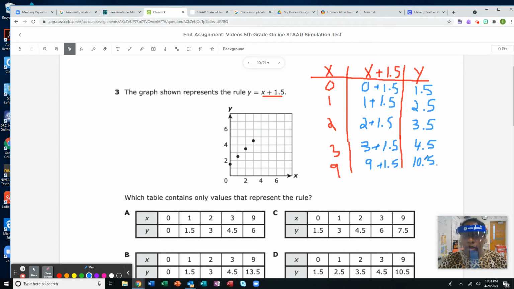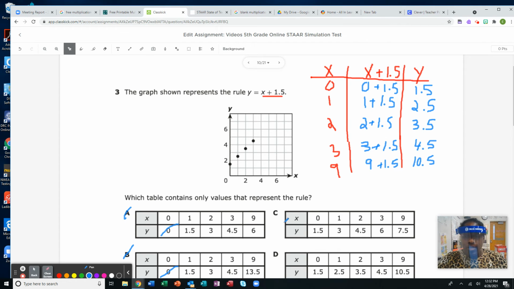Okay, so now I can go and look on this chart for a chart that matches my x and my y. And remember, this table, you just look at these numbers. So I have a 0 and a 1.5. So I go to answer choice A, because when x is 0, y should be 1.5, but this says 0. So I know that A is not the right answer. I go to B, and it says when x is 0, which is right, y should be 1.5, but this says 0. So I know that this is not correct. So B can't be it.